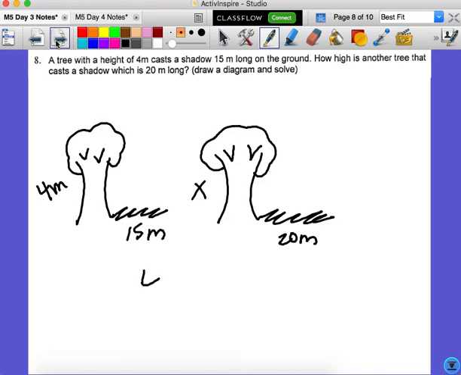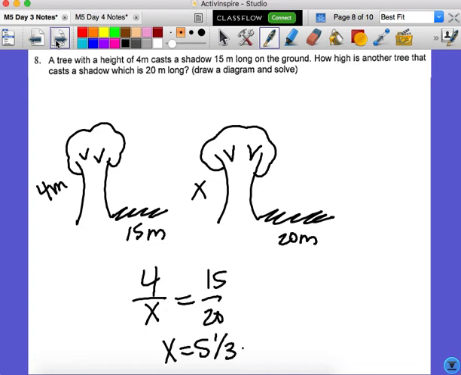So I might say 4 over x equals 15 over 20. So I end up with 5 1/3 meters for the other tree. Again, when you get that 0.3 repeating, that's 1/3. 0.6 repeating is 2/3. So this is 5 1/3 meters tall.